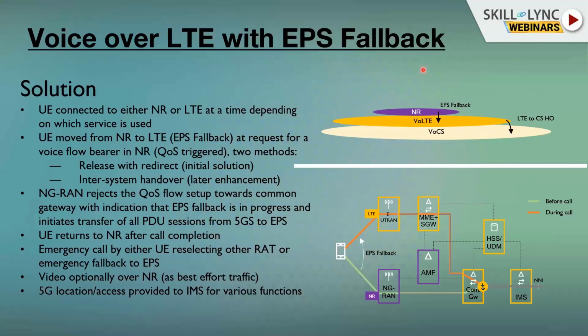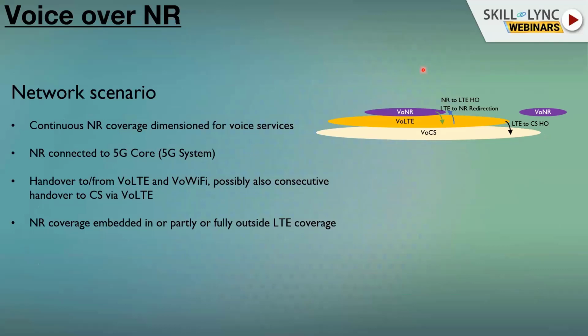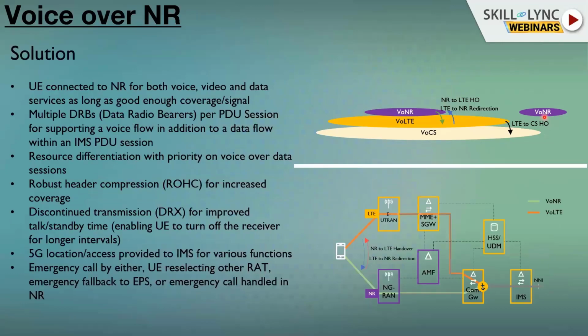Next one is voice over NR, the target configuration we are desiring. So here you can have continuous NR coverage. You can have LTE as a layer, you can have the other legacy layers, but you have NR as a continuous coverage. So there's no problem. If you have continuous NR coverage, fine, you make your call through NR, which will be termed as VoNR. You need not fall back to LTE, you need not fall back to other radio access technologies. So this is what we are calling voice over NR, where the EV is connected to NR for both voice and data.